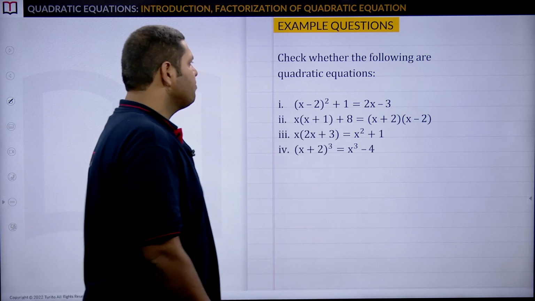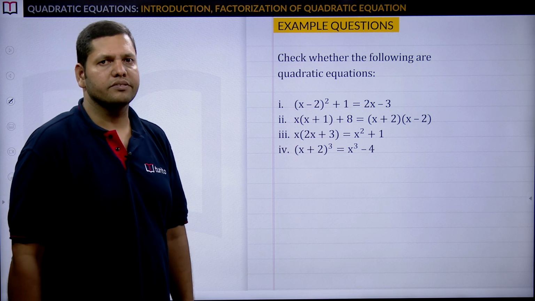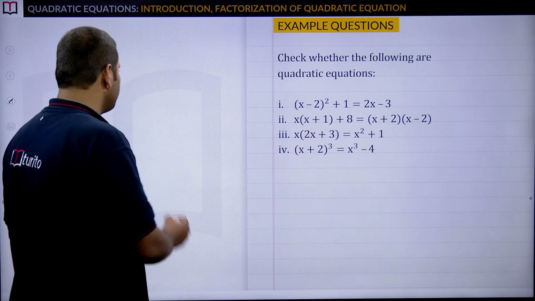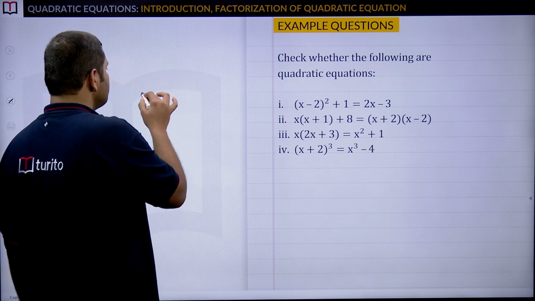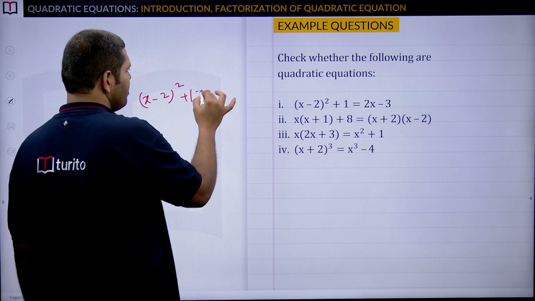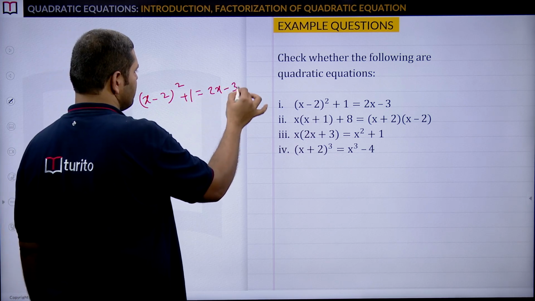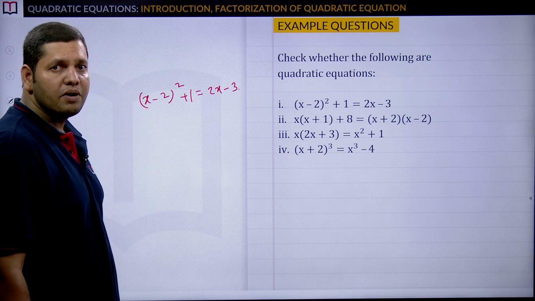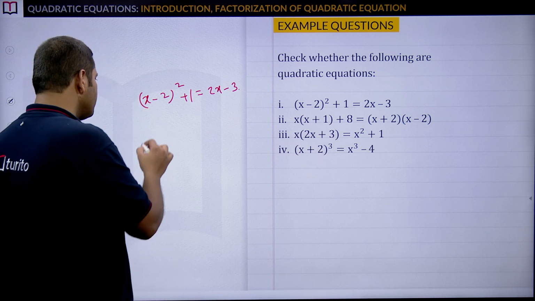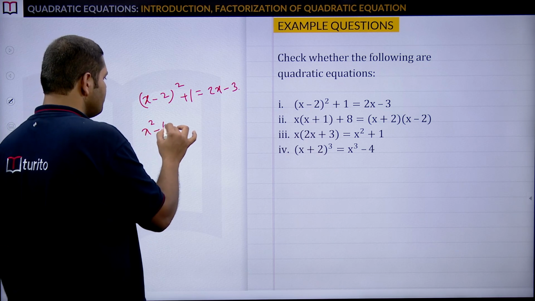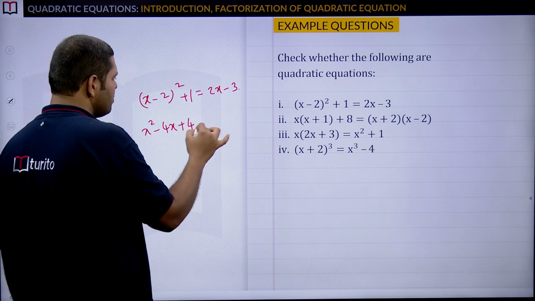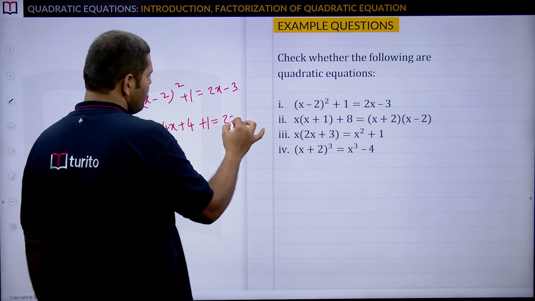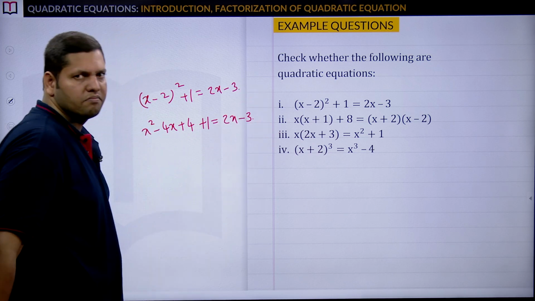Next, children, look at this one example question here. Check whether the following equations are quadratic equations or not. Children, look at the first example. x minus 2 whole square plus 1 is equal to 2x minus 3. Children, this I am expanding by using the what? a minus b whole square formula. So, how can we write, children? It is a square minus 2ab, means minus 4x, plus b square, means plus 4, and plus 1 is equal to what? 2x minus 3.